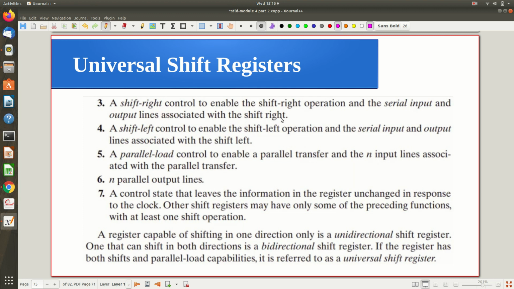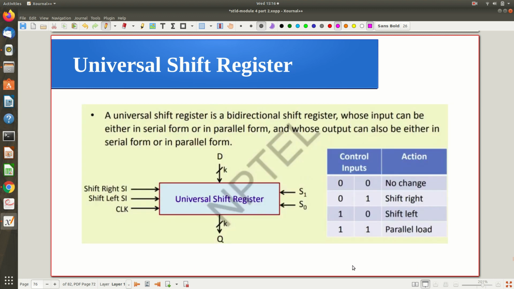If something is capable of doing all those things, so if the register has both shift and parallel load capability and all those other things we discussed so far, it is referred to as a universal shift register. And now this is how we can implement a universal shift register. So this is something I taken from NPTEL. Previously what we saw is from your textbook. So this is a very apt definition I felt, that is why taken as it is.